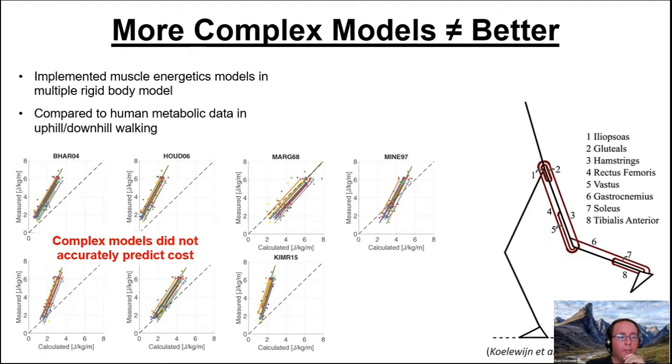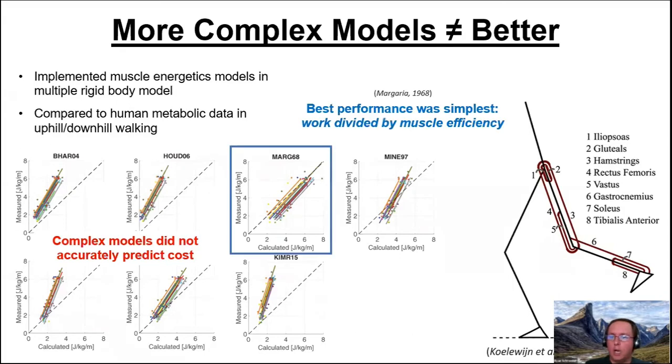And it turned out, so each one of these plots is comparing the measured metabolic rate, or I guess it's not rate, but measured metabolic cost, so say energy per step, versus what was calculated from the model. And in fact, most of these complex models didn't really do a great job of accurately predicting cost.